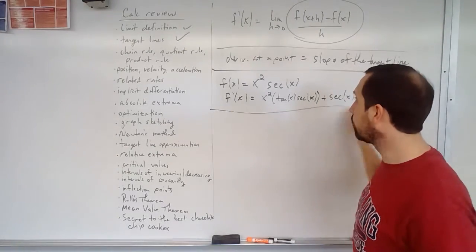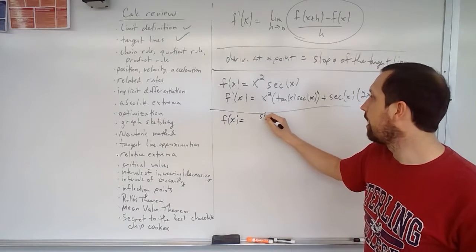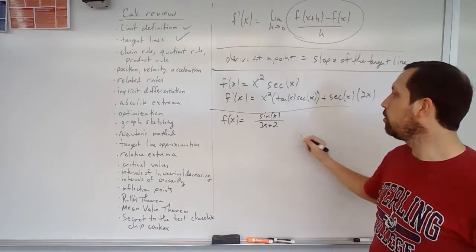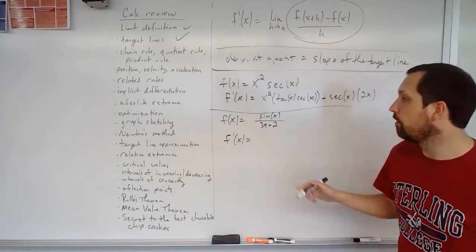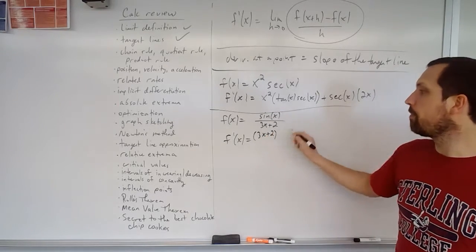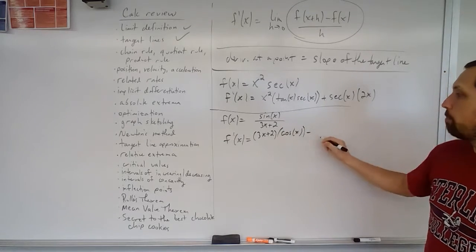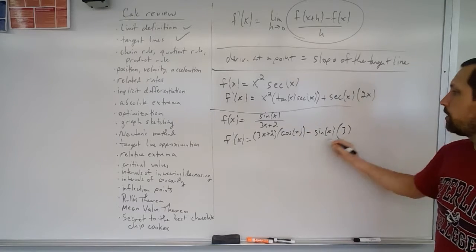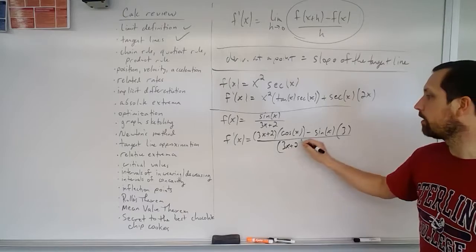If we do something like the quotient rule, and I say f of x is equal to, say, sine of x divided by 3x plus 2, so the derivative is going to be the bottom, which is 3x plus 2, times the derivative of the top, which is cosine x, minus the top, which is sine x, times the derivative of the bottom, which is 3, and that is all over the bottom squared.